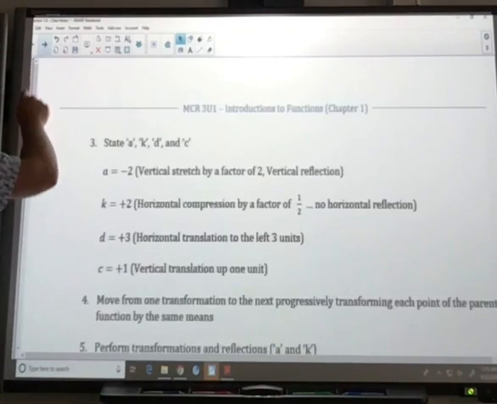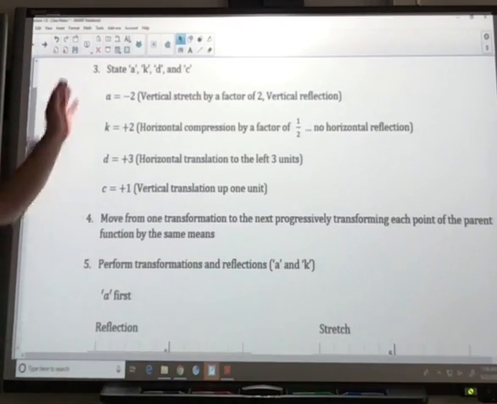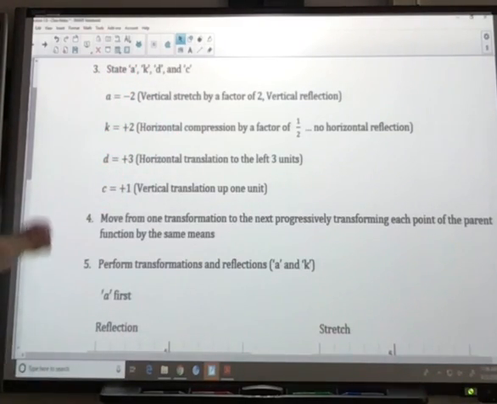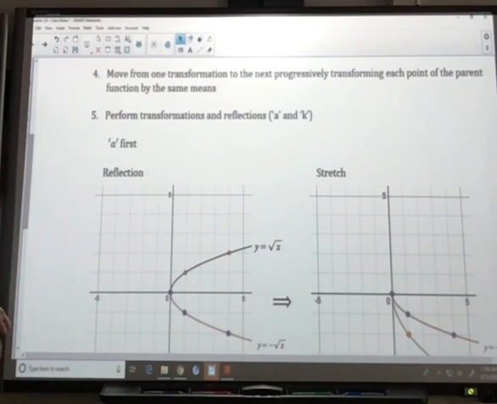So when you watch this step-by-step technique, all right, when you watch this step-by-step technique, you determine A, K, D, and C, and that's what the values are going to do. And then what you do is you move from one transformation to the next progressively. That means you move from one step to the next.